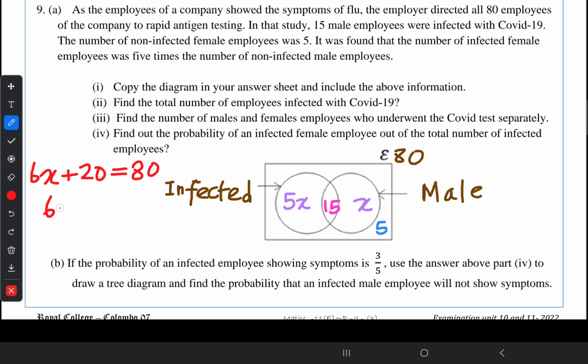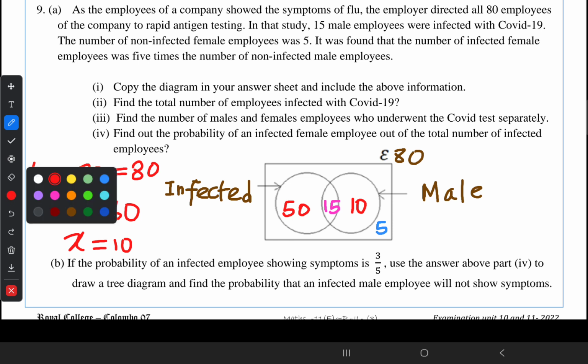That means 6x equals 80 minus 20, which is 60. X would be 10. X is 10. That means the non-infected male is 10, and the infected female is 5 times that. So 5x would be 50. Okay, then let's answer the questions.